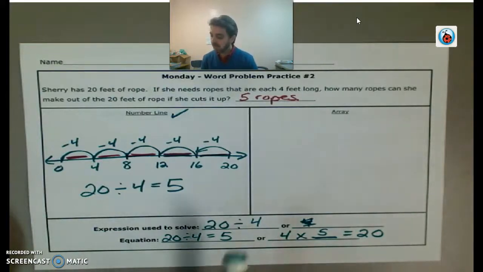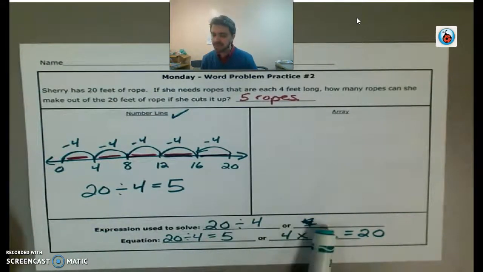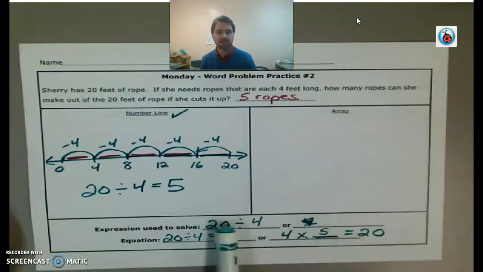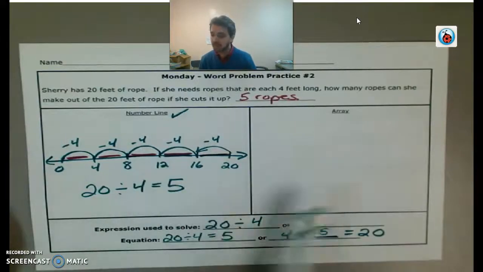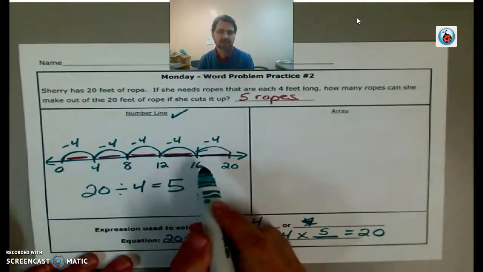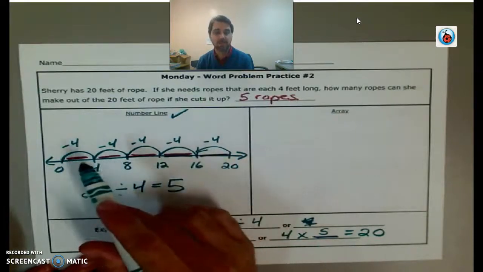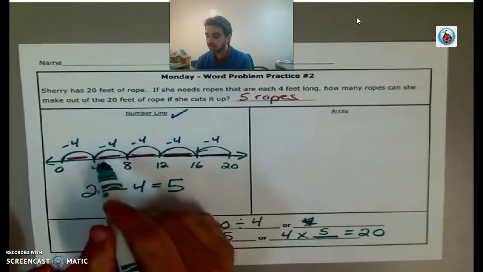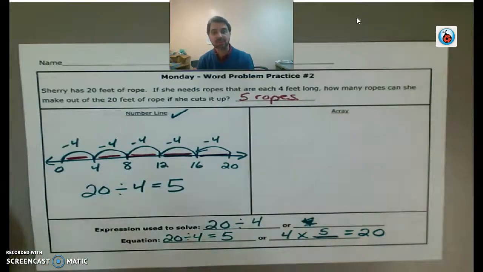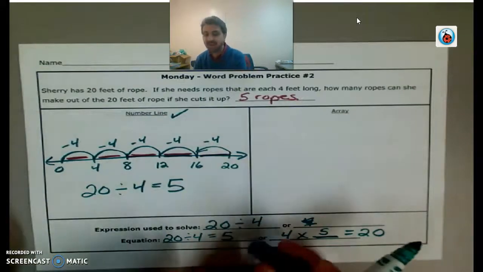So picking up where we left off, I want to spend a little bit more time explaining why there are two different ways to show this. I think with a division it's pretty obvious, right? You had 20 feet and you're dividing it up into pieces of rope that are each 4 feet long to figure out how many ropes you would get, which we got was 5.